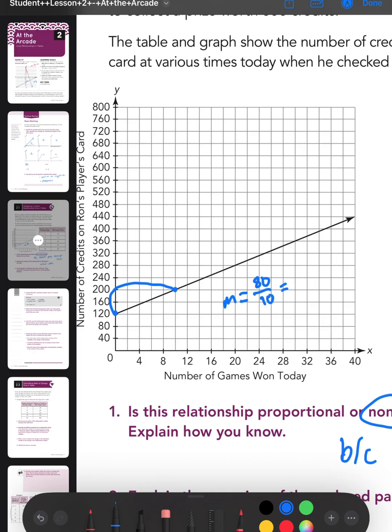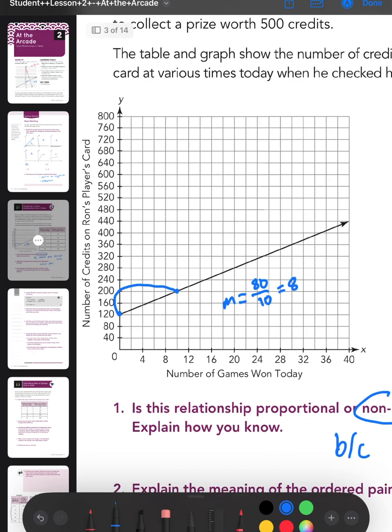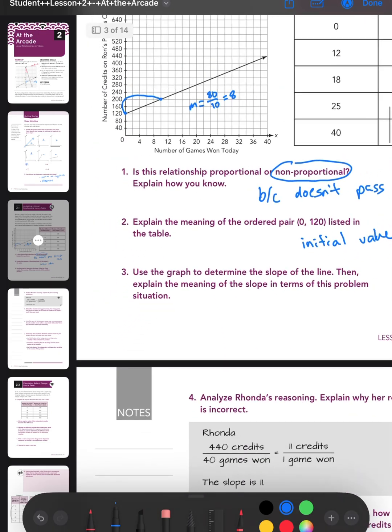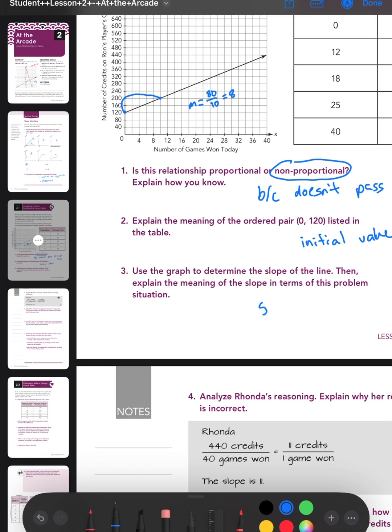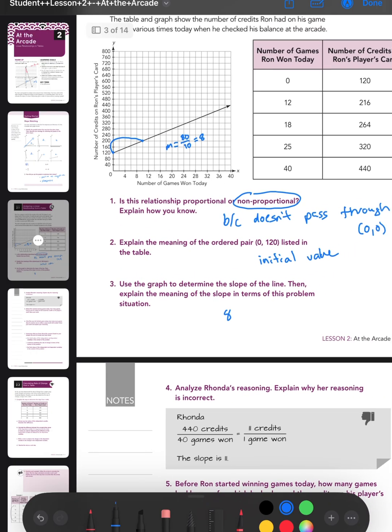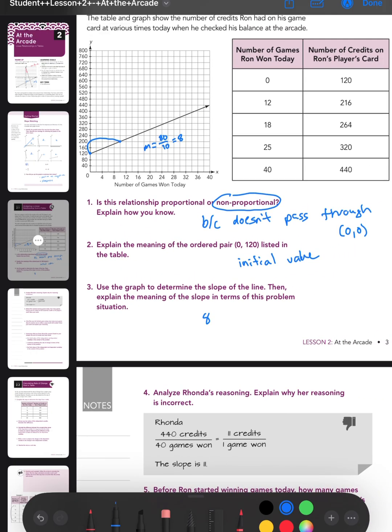So 80 divided by 10 would give us a slope of 8. So our slope would be 8. The meaning of the slope in terms of this problem would be he's earning 8 credits for each game he plays, because our input is the number of games won, and our output is his credits. So it's increasing 8 credits per game he plays, which would be his unit rate.